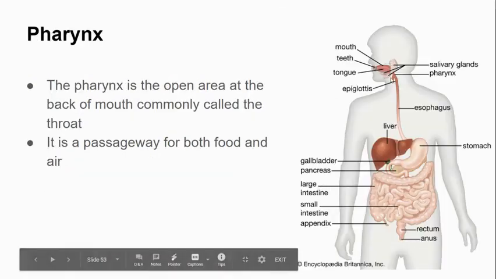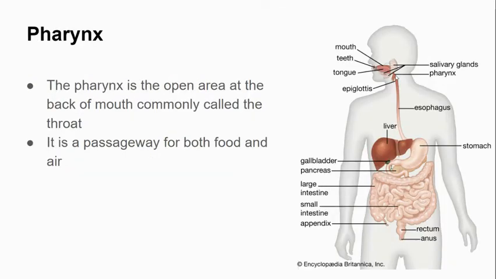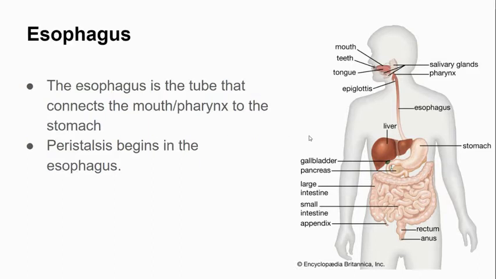The pharynx is back here. The pharynx is an open area at the back of the mouth and is commonly called the throat. This is where the passageway for food and air takes place. The esophagus, which is this long tube here, connects the mouth and the pharynx to the stomach. And peristalsis begins in the esophagus here. That's where the muscles start to contract.